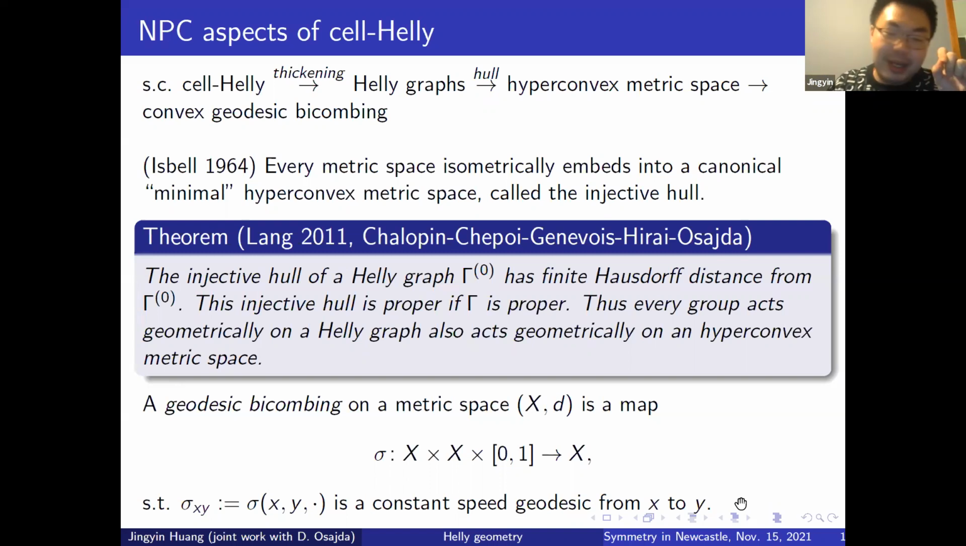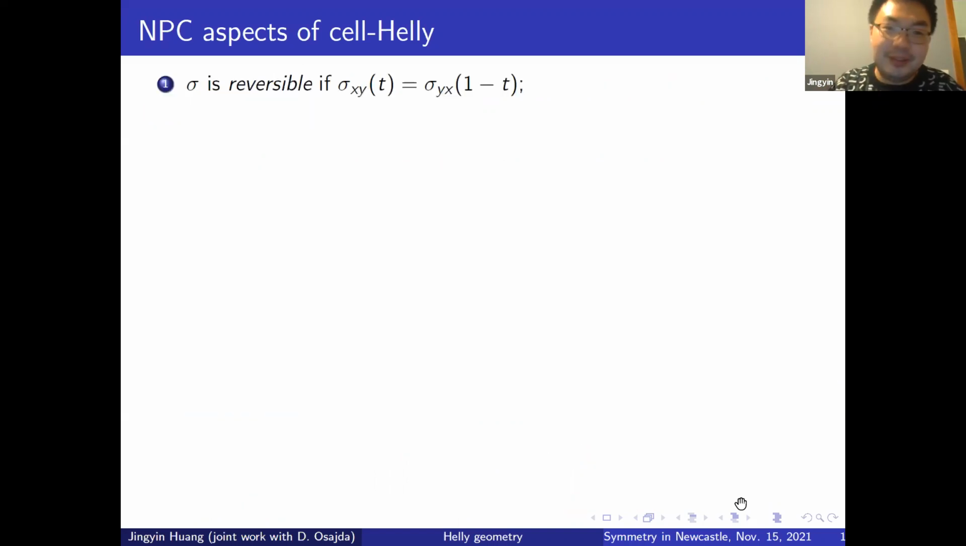So I'm going to assign a geodesic from X to Y. A priori, I'm not saying that the geodesic from X to Y is the same as the geodesic from Y to X. So that's the next thing I want to require. We say this component is reversible if the geodesic from X to Y, as a set, is the geodesic from Y to X.